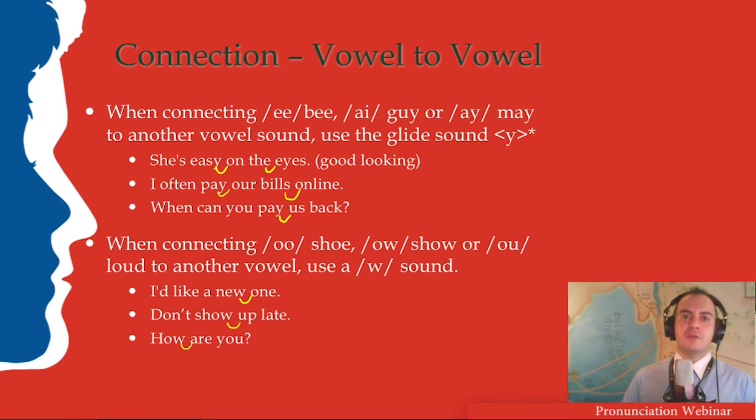When you're connecting oo as in shoe, o as in show, or ow as in loud to another vowel, use the W sound. I'd like a new one. Don't show up late. How are you? Now, you might notice in these examples, all the words already have W's and Y's. That really isn't important. The important thing is the sound, the vowel sound. So if we had oo as in shoe followed by a vowel, o in on, we would say shoe on, put the shoe on the table.